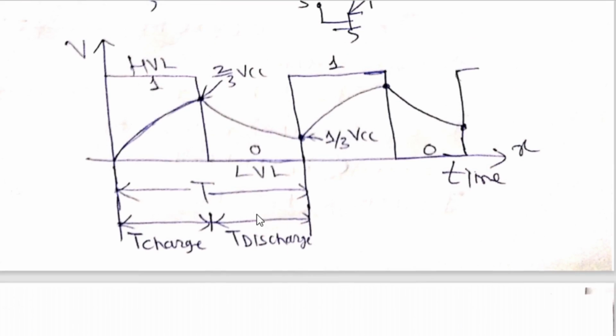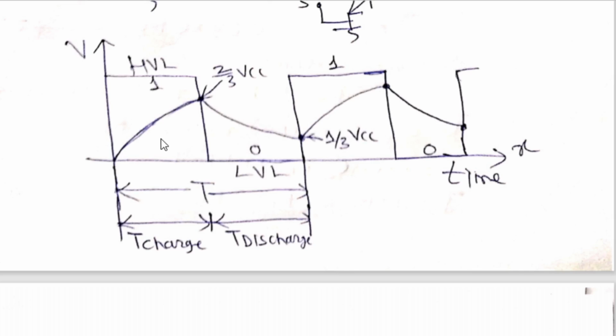Once again, you see, in the beginning only, capacitor will go from 0 volt to 2/3 of VCC and output will remain in logic 1. Then capacitor will discharge from 2/3 VCC to 1/3 VCC and output will remain in logic 0. Then again the capacitor will charge from 1/3 VCC to 2/3 VCC, means 5 volt to 10 volt. And from this explanation, you might have understood that the total time period T of this square wave generated at the output of IC555 is a combination of HVL and LVL. HVL means high voltage level, LVL means low voltage level.